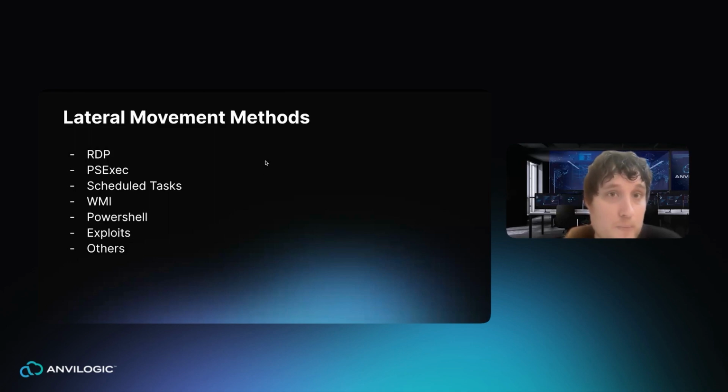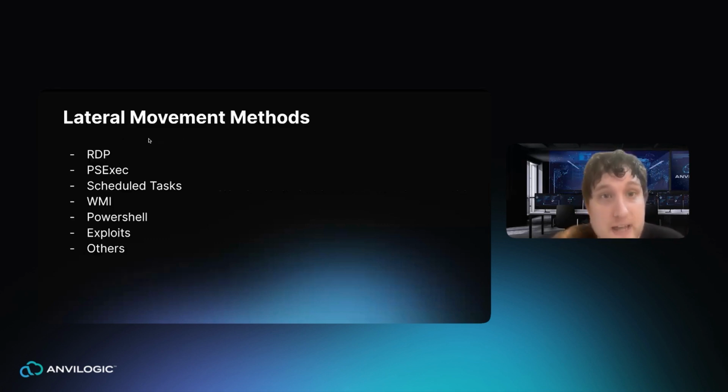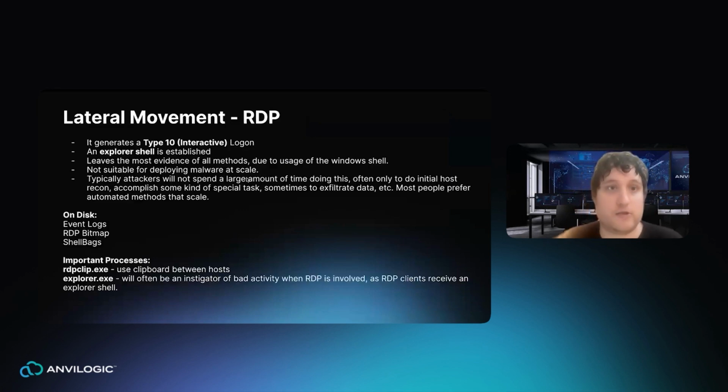Here's the lateral movement methods I'm going to go over. RDP, PSExec, scheduled tasks, WMI, PS remoting using PowerShell, network exploits, and I'm not going to go over others, but others exist. So one of the easiest to find and one that's the most helpful to an investigator is an RDP logon for a bunch of different reasons. It'll show type 10, like I said, in this logon type here. So that's the way you can tell if it's RDP or not.